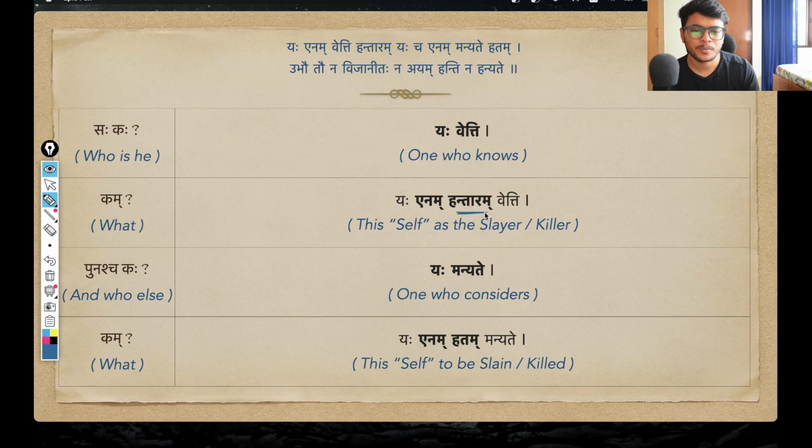If you want to mention this hantaram, we already know that this enam is an object, the karma of this kriya. So this hantaram is the objective complement of this enam. Same goes for this hatam. This hatam is also an objective complement of this enam. Okay, so it is just a way of representing them. The main thing to note is that for a noun there can be an adjective and there can also be a complement. This here is the complement, and this is the difference that we saw. So I hope this point is clear.